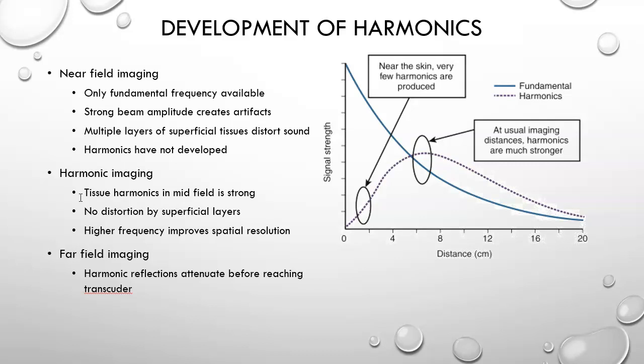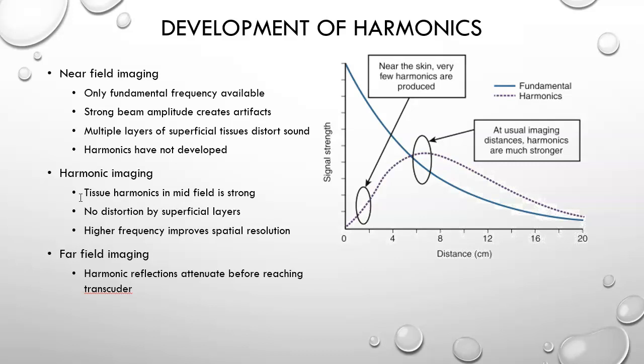Okay. The nice thing is there's no distortion of the superficial layers. You know, if we get higher, because it's at a higher frequency, we get better spatial resolution. So harmonic imaging in a lot of ways is very good for us. How do we know if harmonics is useful for whatever we're imaging? It's very simple.